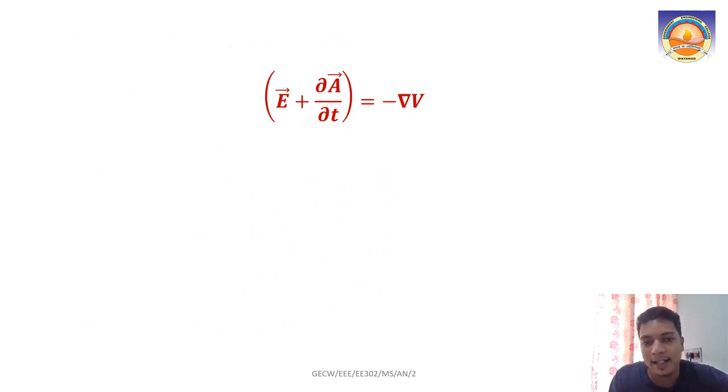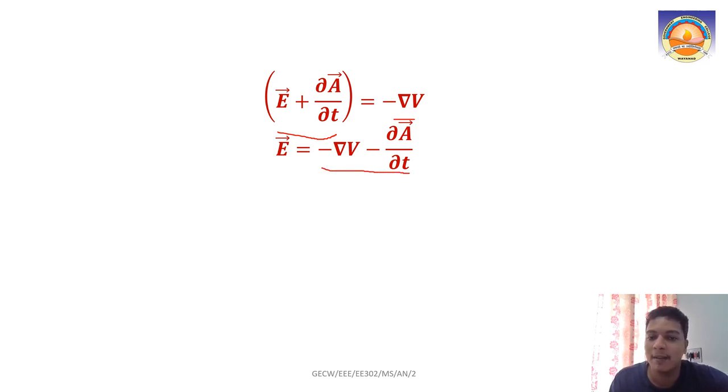That we can write here like this. So E plus dou A by dou t in a time varying field will become equal to the negative gradient of potential: the electric field plus the change of the magnetic vector potential with respect to time, right? That is equated to minus del V here. Now after rearranging, we will get the electric field as minus del V minus dou A by dou t.